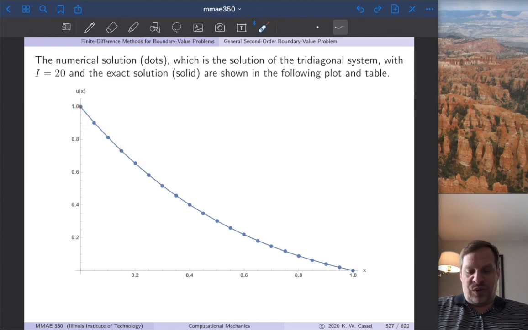There's 21 of them, 20 intervals. So there's 21 points, including the boundaries. And remember, u at x equals 0 is 1, and u at x equals 1 is 0. So those are the boundary conditions. Those are fixed. The solid line is the exact solution, and the dots are the numerical solution. And you can see the agreement is very good.